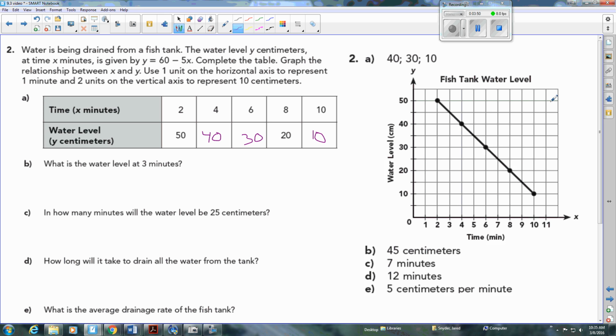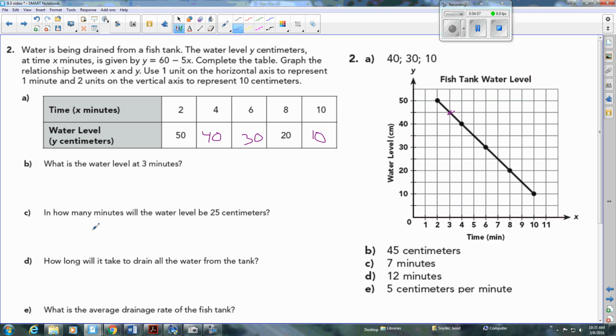So if you graph that, it would look like that. How many minutes will the water be level in 25? Or what is the water level at 3 minutes? So we go to 3 minutes, go straight up. It's going to be halfway between 40 and 50, which is 45.